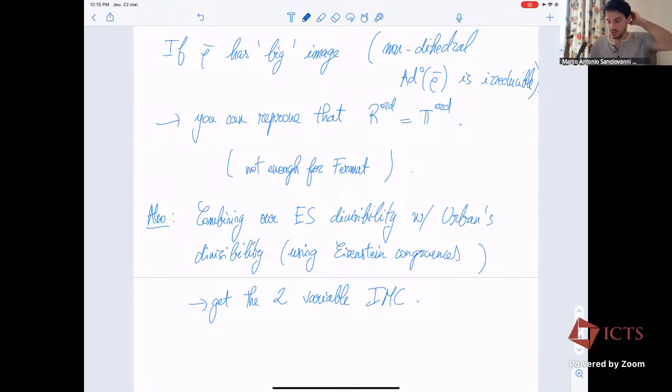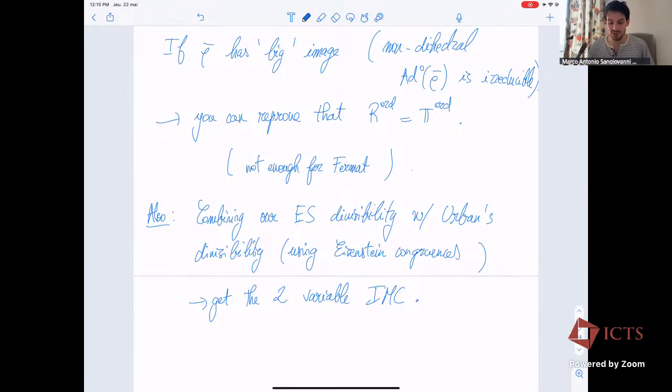So I'm sorry I didn't have time to state the results more precisely, but hopefully this will give you a taste of what you can prove using these methods. And I'll refer you to the preprints on my website if you want to look at the details. So I think I'll stop here. Thank you.